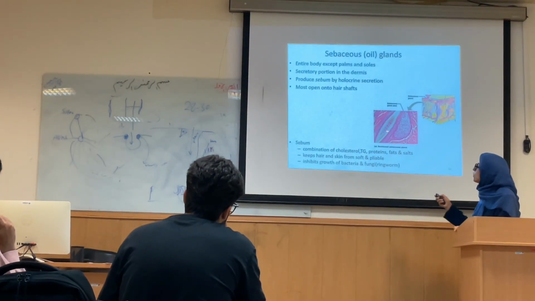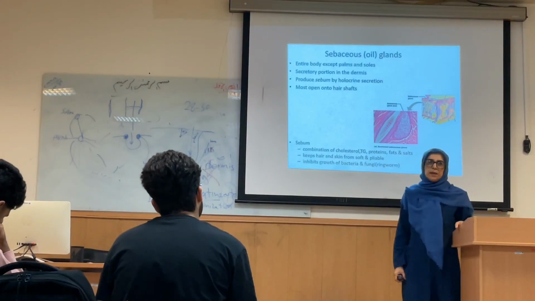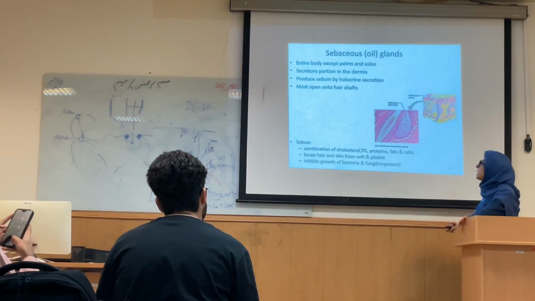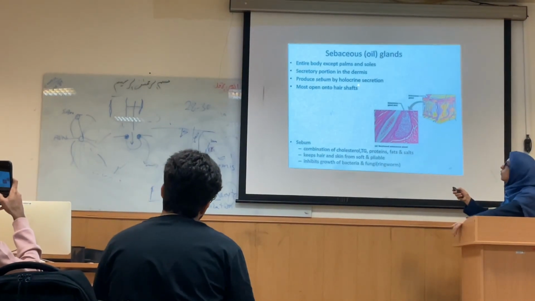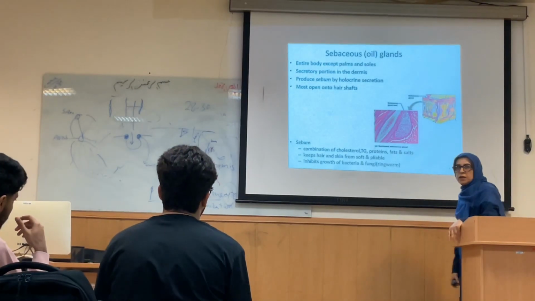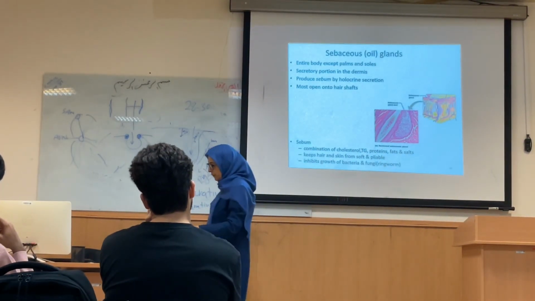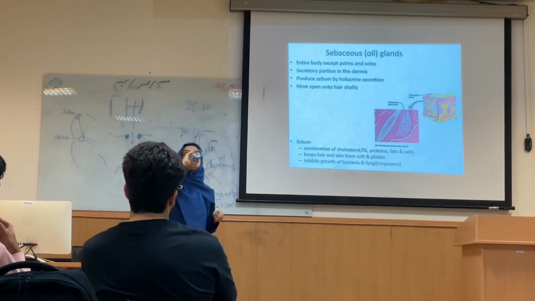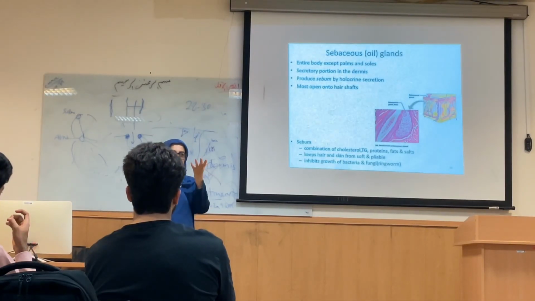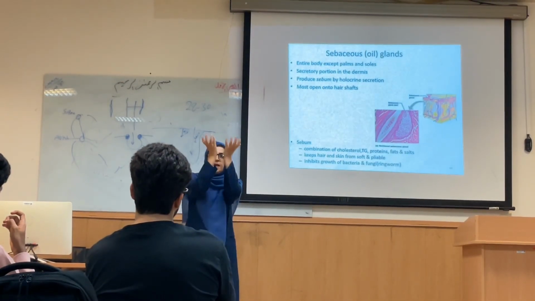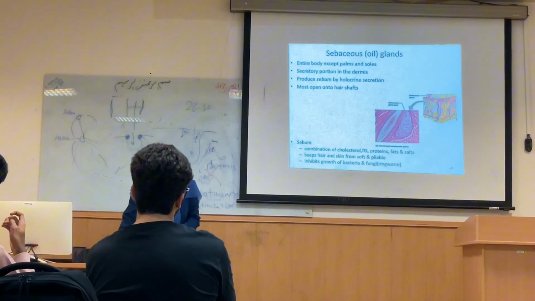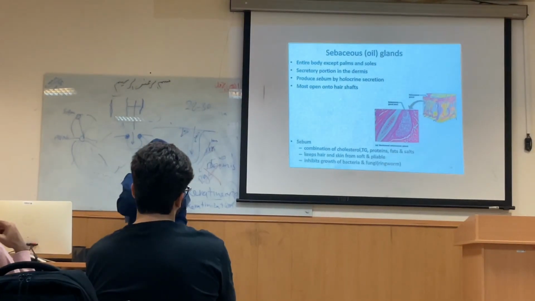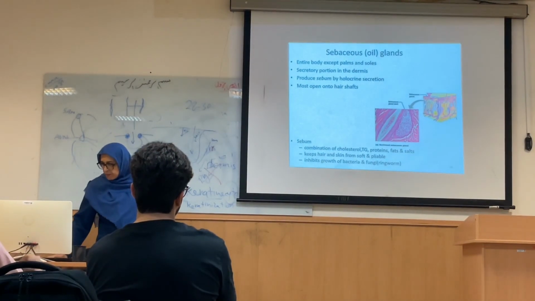They are very similar to the brown adipose tissue cells that we saw yesterday and tomorrow, and today we can see them again. Yes, they produce the sebum by holocrine secretion. What is holocrine secretion? The whole cell is released, and they open to the hair shaft. They don't have a separate duct for themselves.